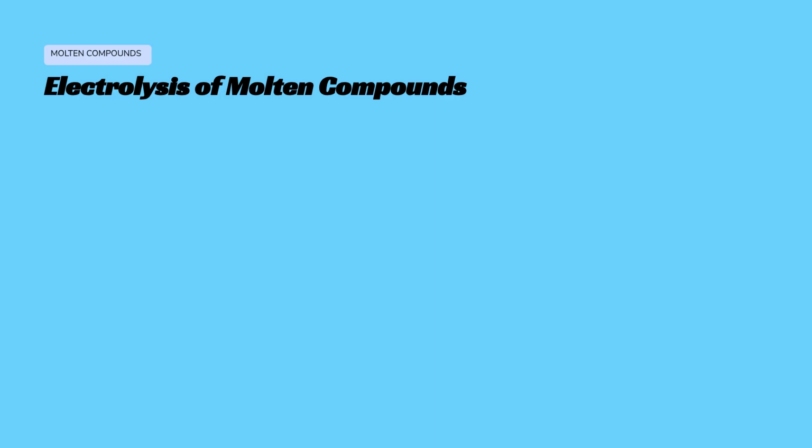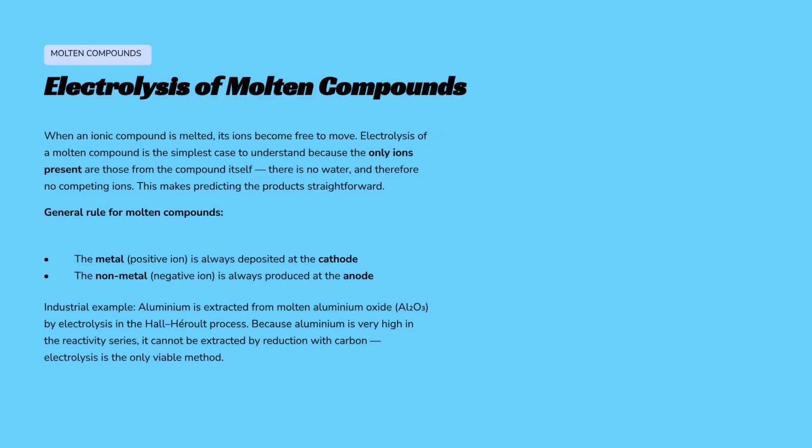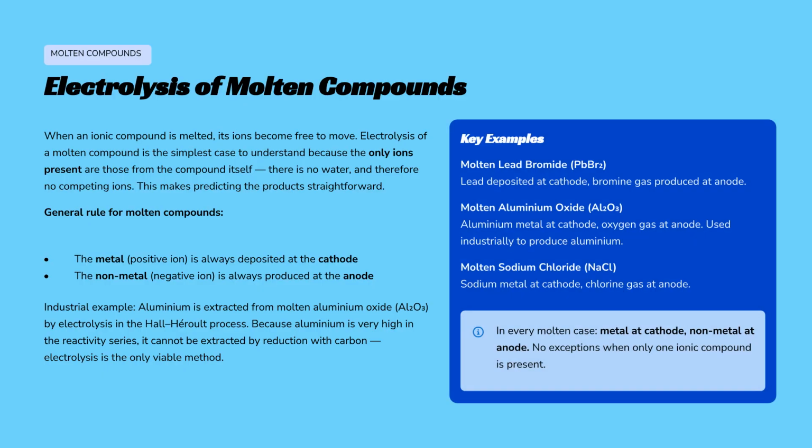Electrolysis of molten compounds is simpler because only the compound's ions are present. The general rule is, metal is deposited at the cathode and non-metal is produced at the anode. For example, in molten lead bromide, lead is deposited at the cathode and bromine gas at the anode.